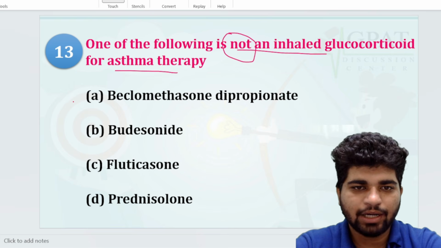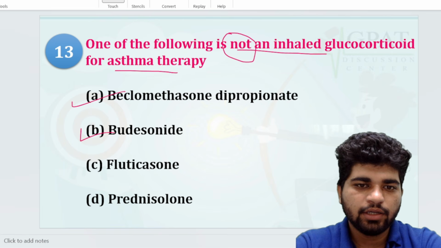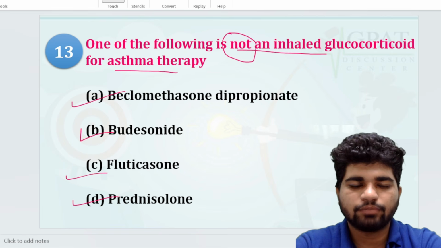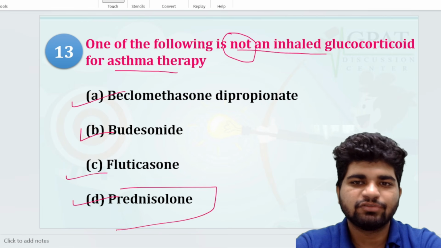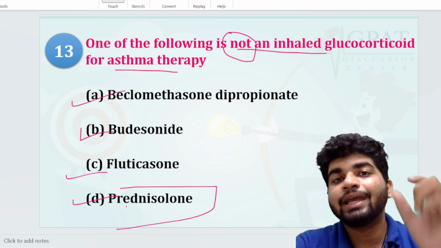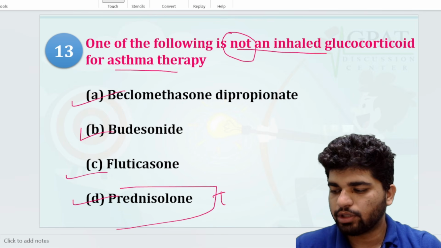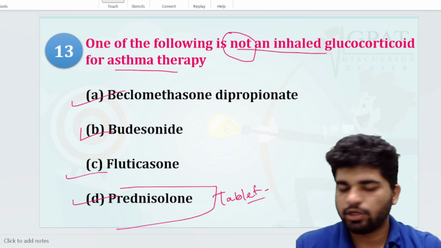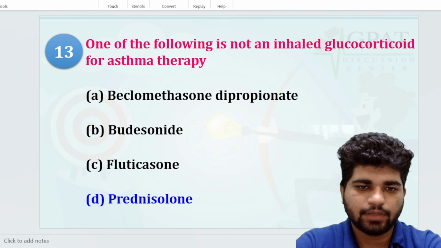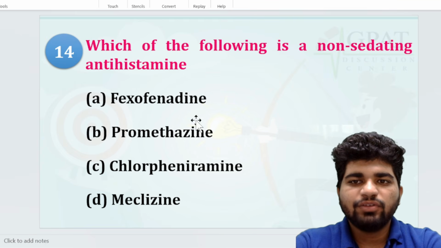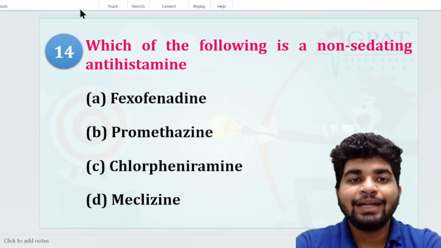So the options are beclomethasone, budesonide, fluticasone, or prednisolone. Obviously, it is prednisolone, guys, which is not given through inhalation. It is taken as a tablet only. Okay, so this is important to remember for asthma.